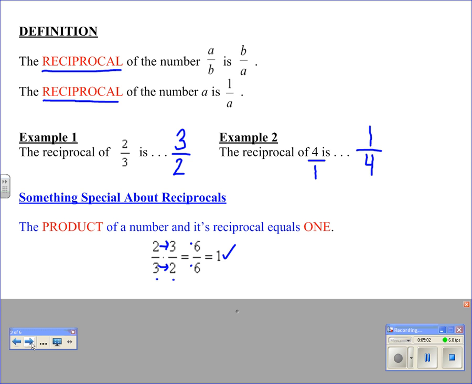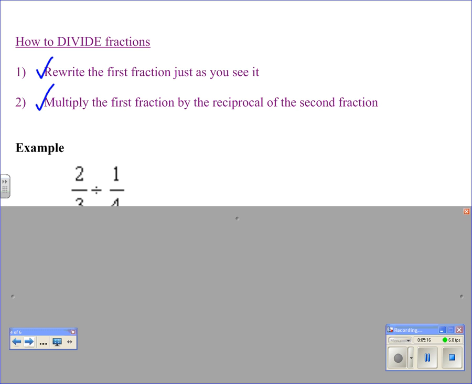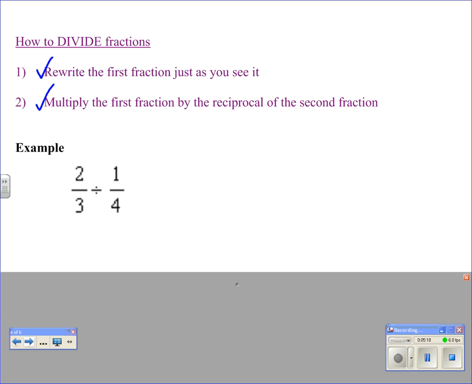let's figure out how to divide a fraction. First, you rewrite the fraction just as you see it. Then multiply the first fraction by the reciprocal of the second fraction. The example that we will do today is 2/3 divided by 1/4. My first step then is I'm going to rewrite my first fraction. So I'm going to rewrite 2/3.